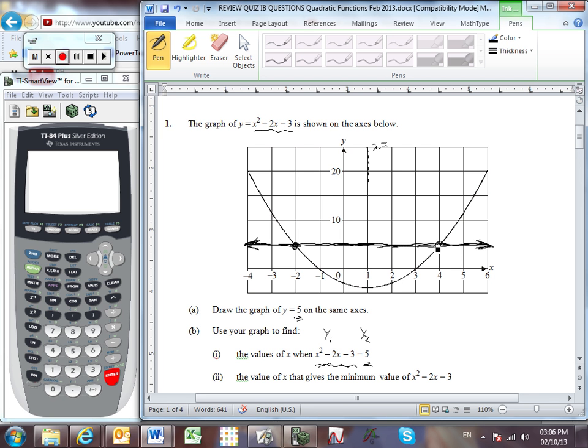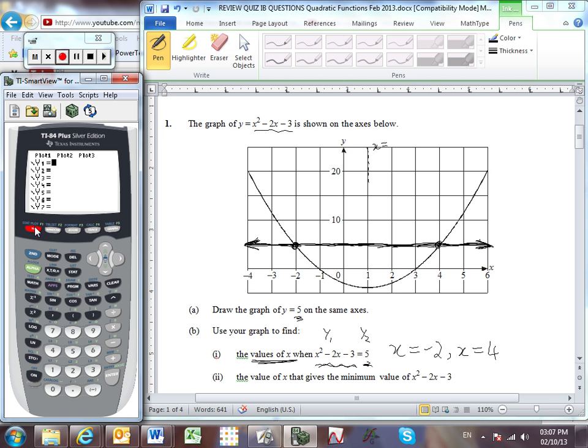Now, according to the graph, and it does say use your graph to find, it appears that these intersections occur. It says the values of x only. I don't need to give the value of y. So the values of x appear to be at negative 2 and at positive 4. Of course, we could use our calculator to verify this.